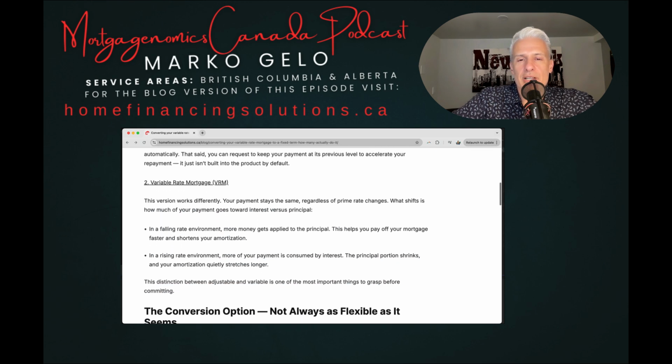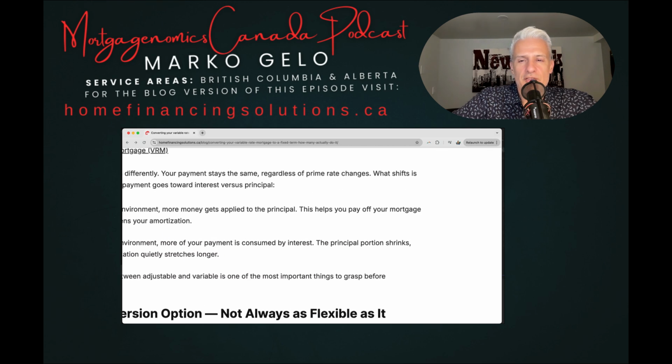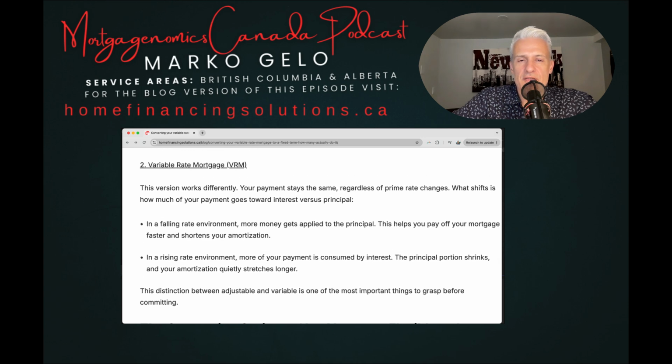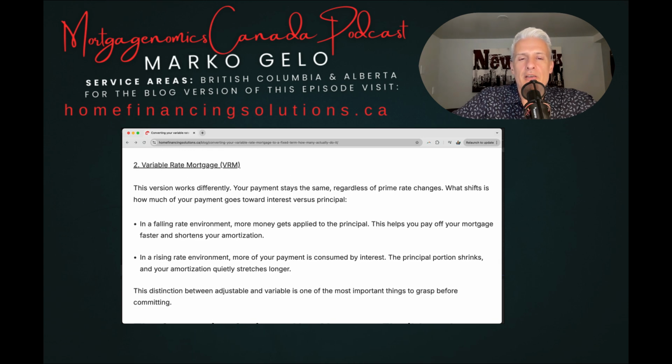The other prime rate linked mortgage is more popularly referred to as a variable rate mortgage, also known as a VRM. Here, your payment stays the same regardless of prime rate changes. Okay, so if prime rate goes up, your payment stays the same. But what does change is how much of your payment goes towards interest versus principal. So in a falling rate environment, more money gets applied to the principal. So this is great, and it's automatic.